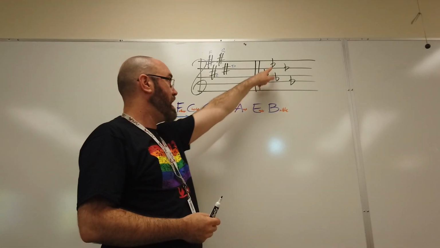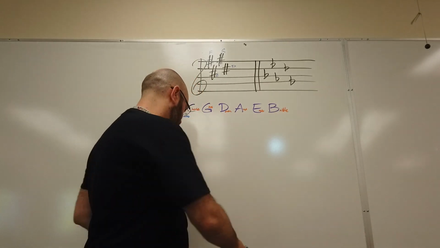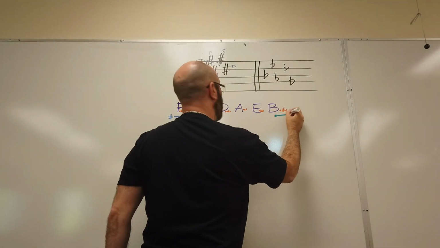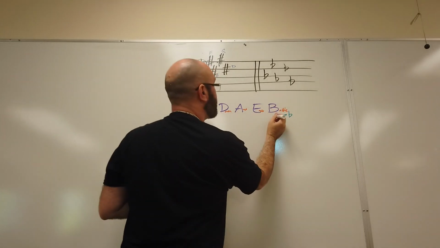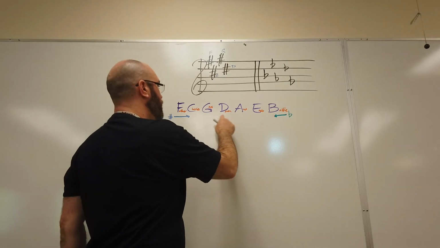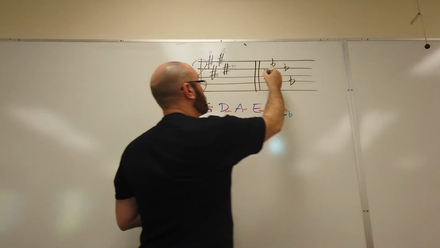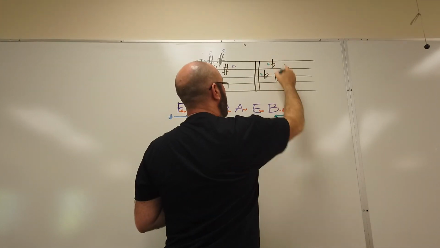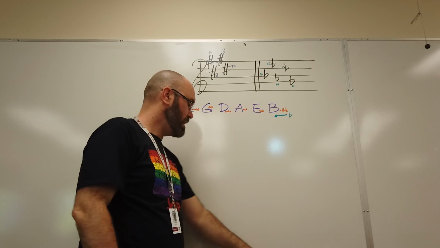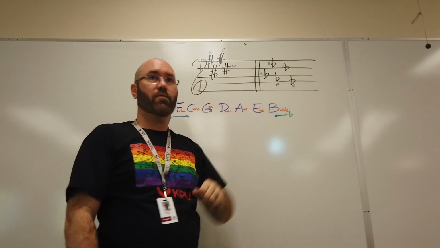So we now have, how many flats do we have? 5. Check this out. If we go this way, it tells us the order of the flats. So if we have 5 flats, it's going to be 1, 2, 3, 4, 5: B, E, A, D, and G. Okay? So that's what this tells us. It tells us whatever the sharps are this way and whatever the flats are that way.